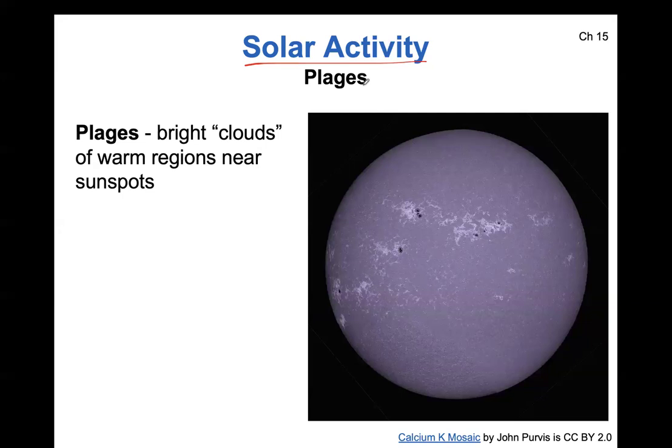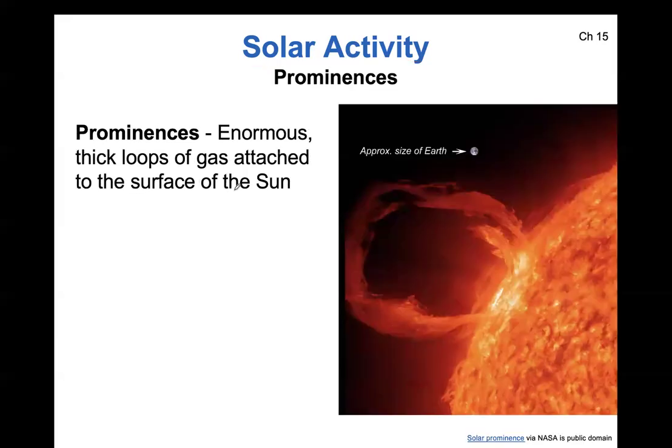That's the driving disruption to the sun: its magnetic field and the way that it's always changing, and the way that its field lines are always getting disrupted due to the variable rotation rates of the sun's surface. So plages are bright clouds of warm regions near sunspots. It's a name given to a region above the photosphere that is particularly bright because of its high temperature.